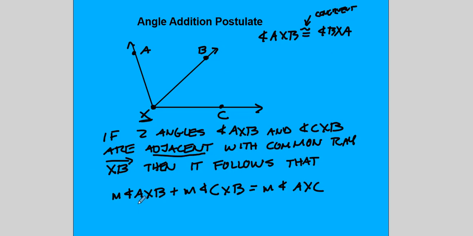Then it follows that the measure of angle AXB plus the measure of angle CXB equals the measure of angle AXC. So for example, if they're adjacent, let's say this is 40 degrees and this is 35 degrees, then 40 plus 35 is going to equal 75. So the measure of angle AXC is 75.